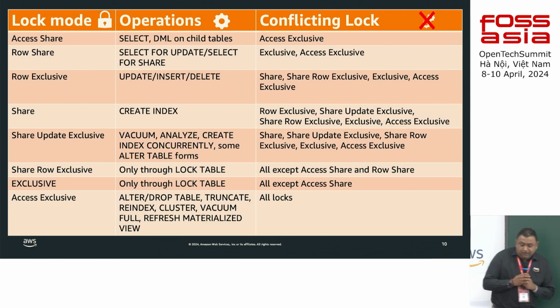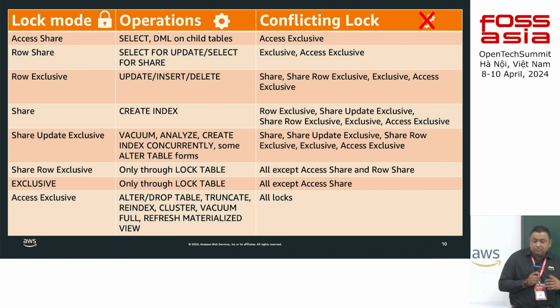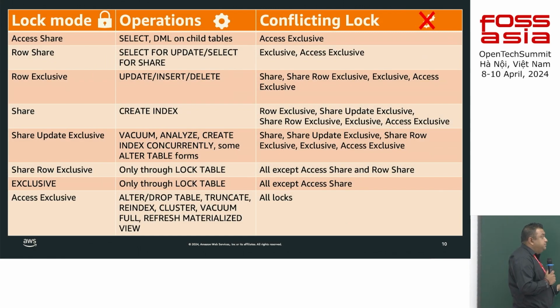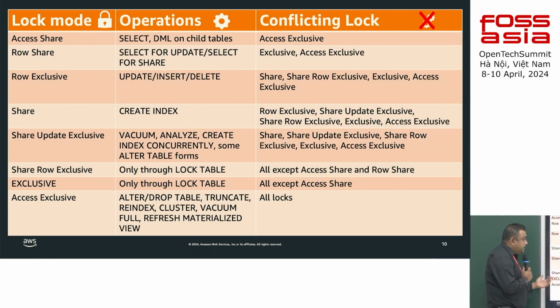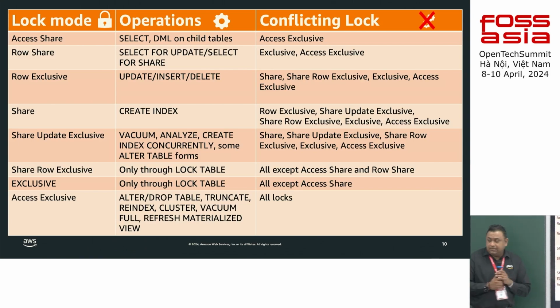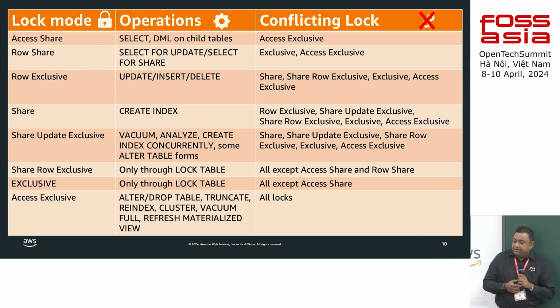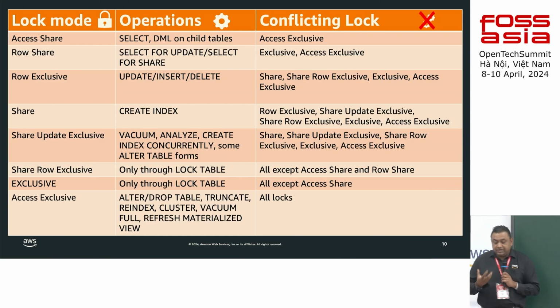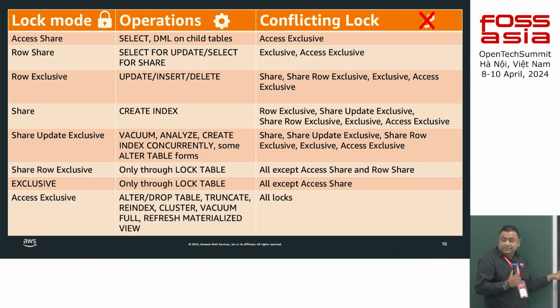Now, here's a summary table that shows you the lock modes that you'll encounter. And as you can see, not all locks are compatible with each other here, right? You can see an example of share row exclusive lock here, which means that it does not conflict with an operation like exclusive lock, but it'll lock itself if there is an operation that's blocking it.